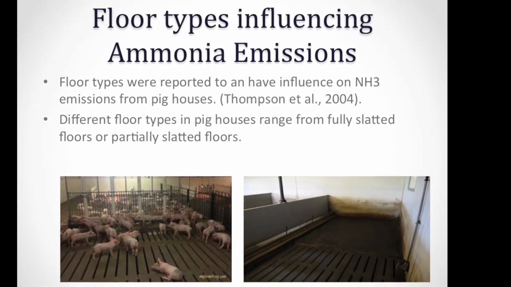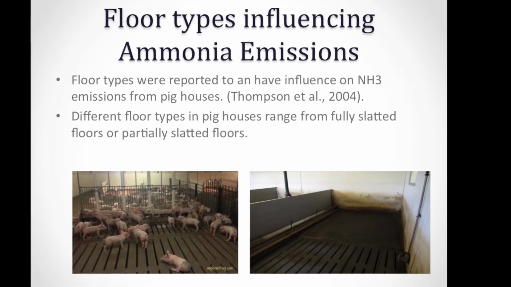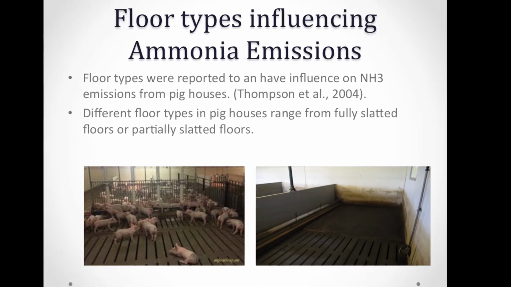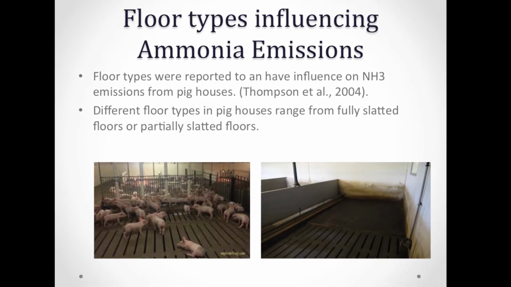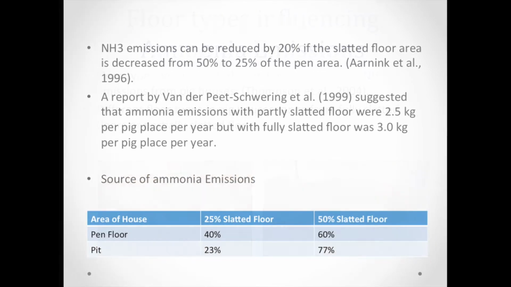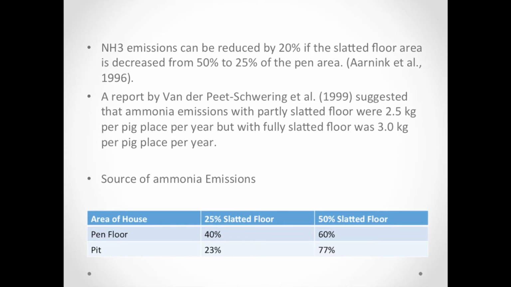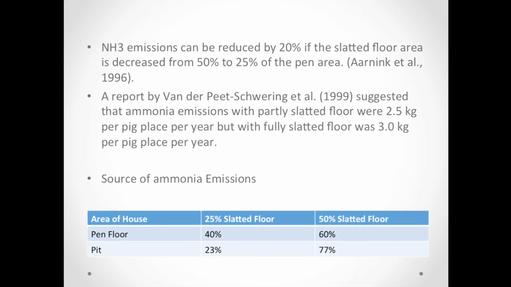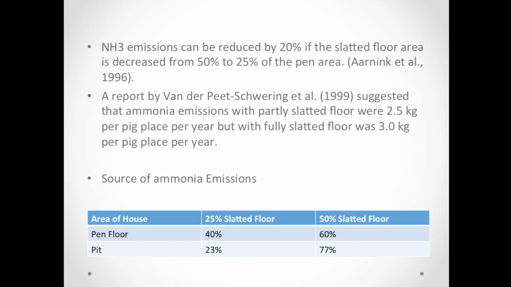Floor types have an influence on ammonia emissions. The two looked at for this video were fully slatted and partially slatted floors. One major finding in studies done in the Netherlands was that ammonia emissions could be reduced by up to 20% by halving the slatted area of a building. Another suggested that up to 0.25 kg of emissions could have been eliminated by partially slatting the floor.